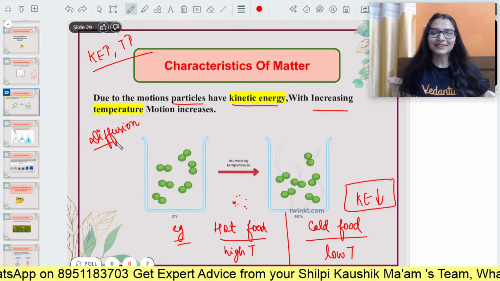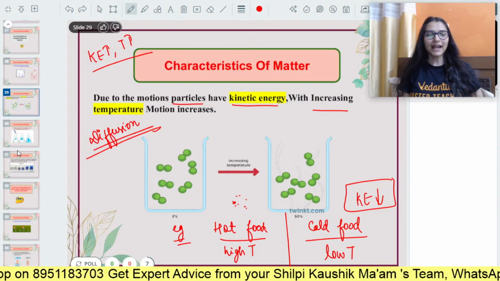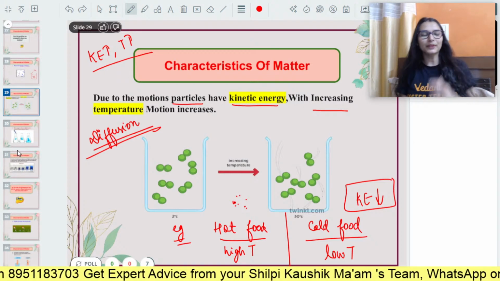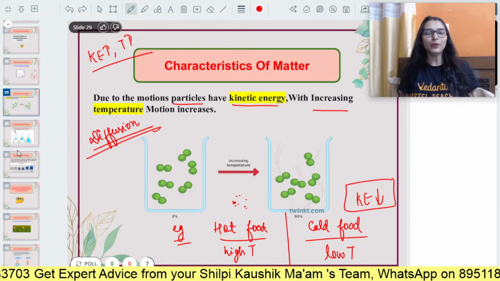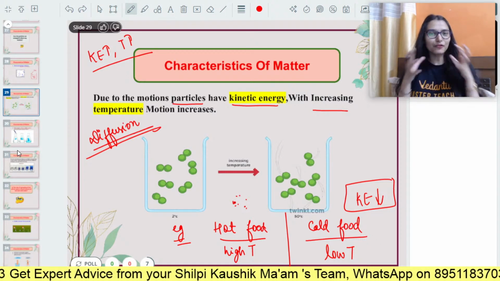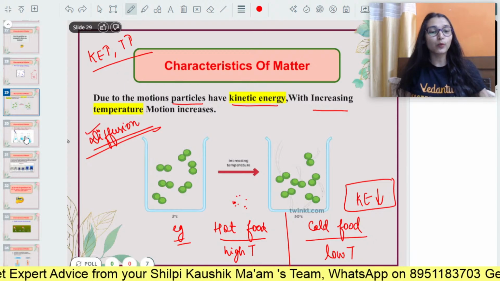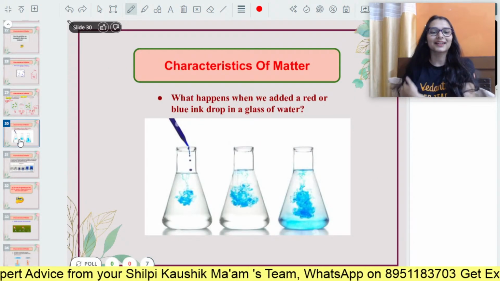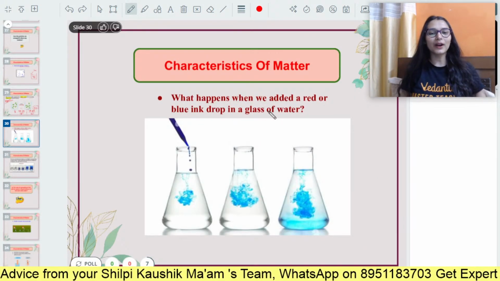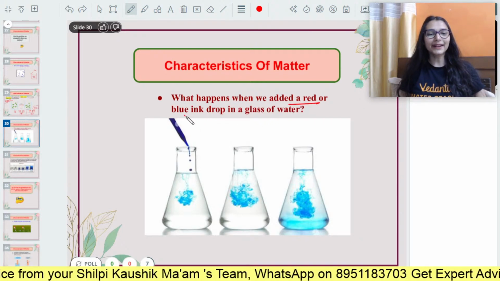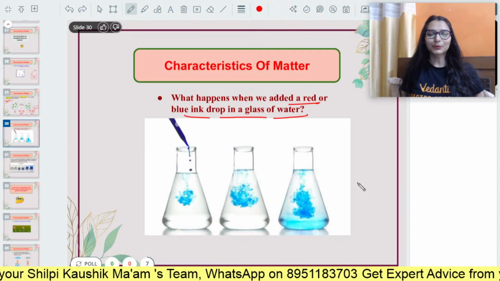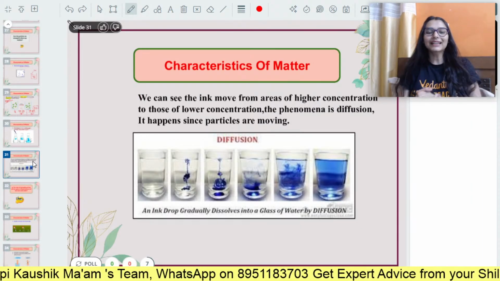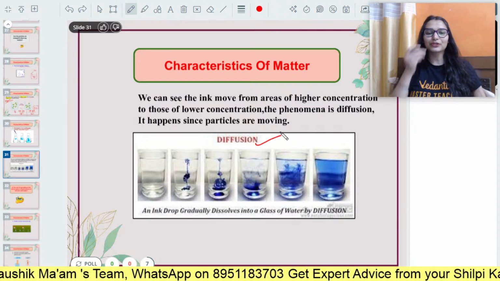So what is this intermixing? I am saying that food particles are intermixing with the air particles, and ink particles are intermixing with water particles. This intermixing of particles of matter is what we call diffusion. What happens when we add a red or blue ink drop in a glass of water? It diffuses. The blue ink is going to diffuse into the water. Particles are moving clearly. This is what ma'am was talking about, diffusion.